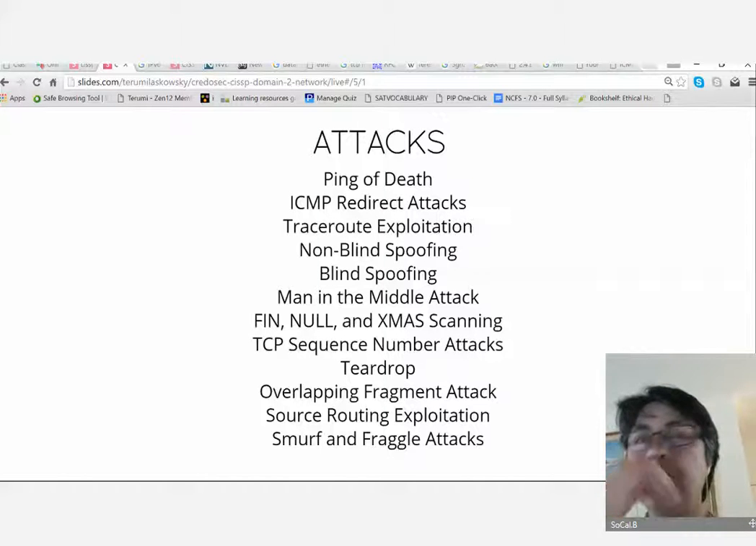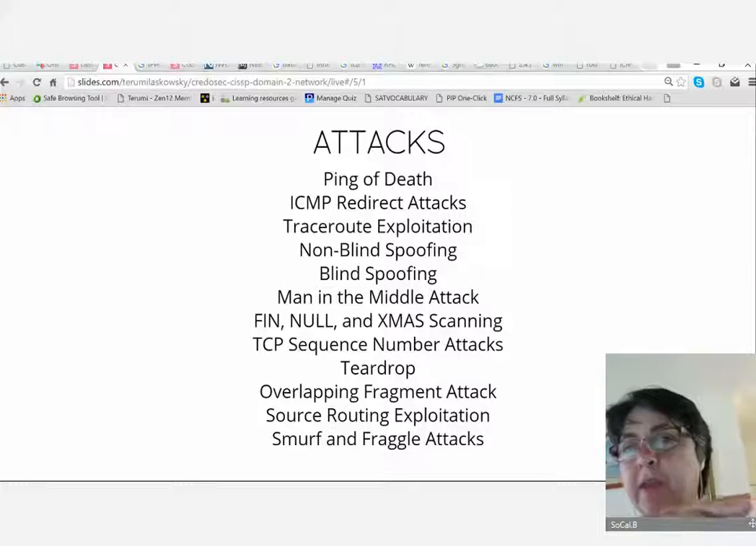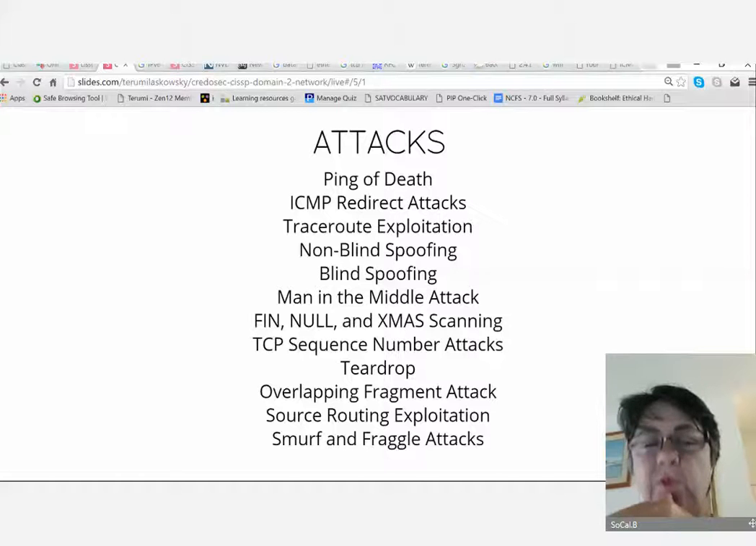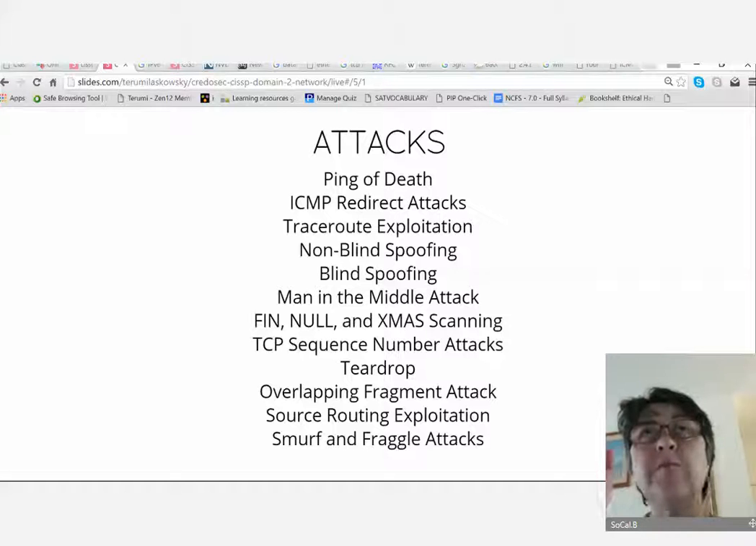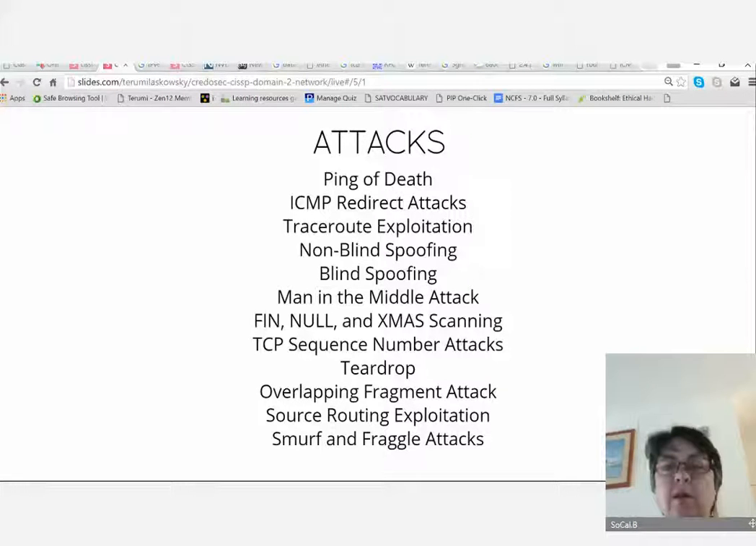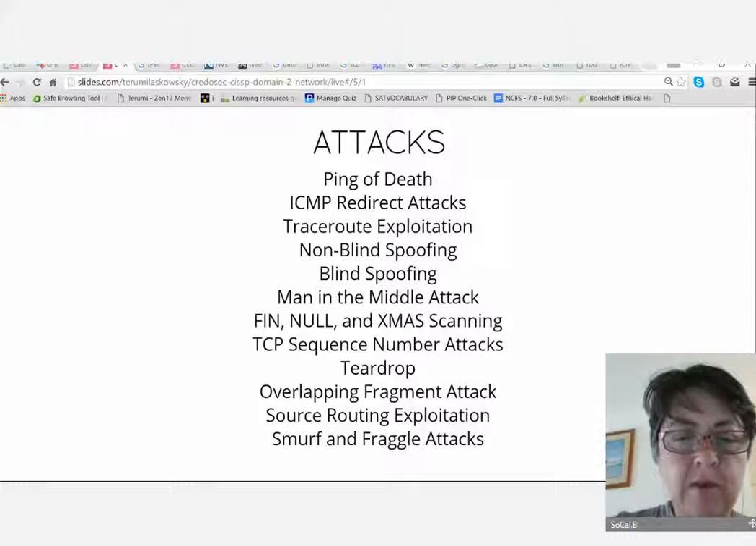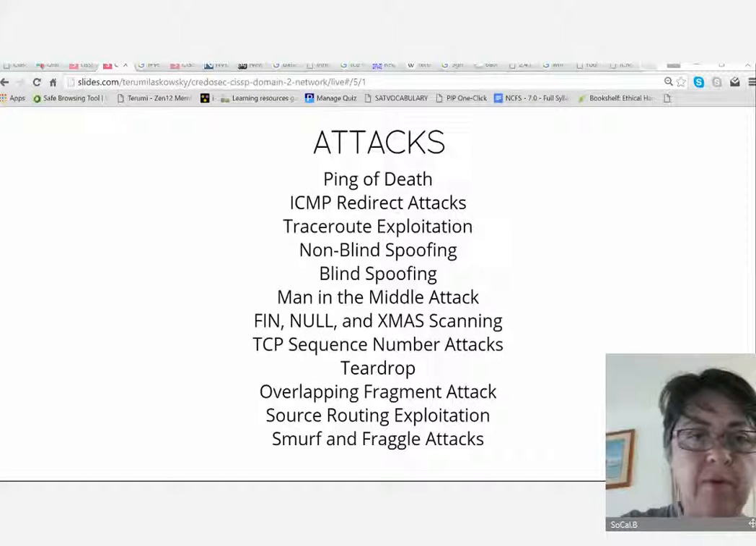Let me go ahead and combine the traceroute thing, another way of thinking about it, with spoofing. So spoofing is where you have, so we'll do a blind spoofing. In the effort of doing the blind spoofing, I will also explain another aspect of the traceroute exploitation. All right, so let me go ahead and go to my whiteboard.